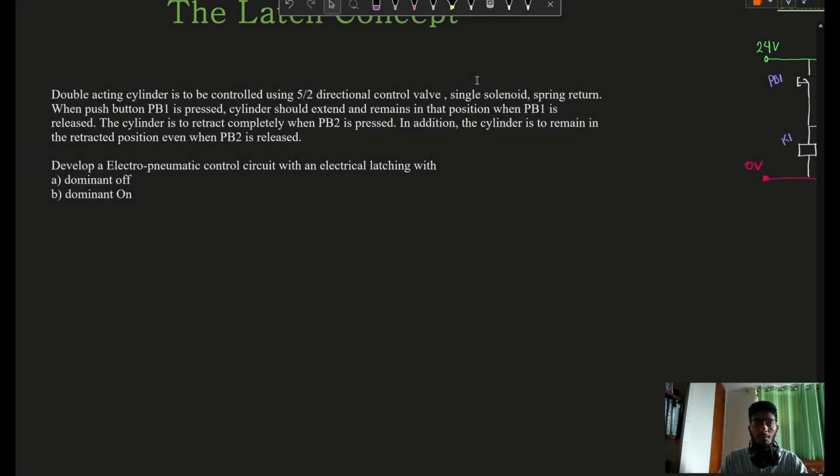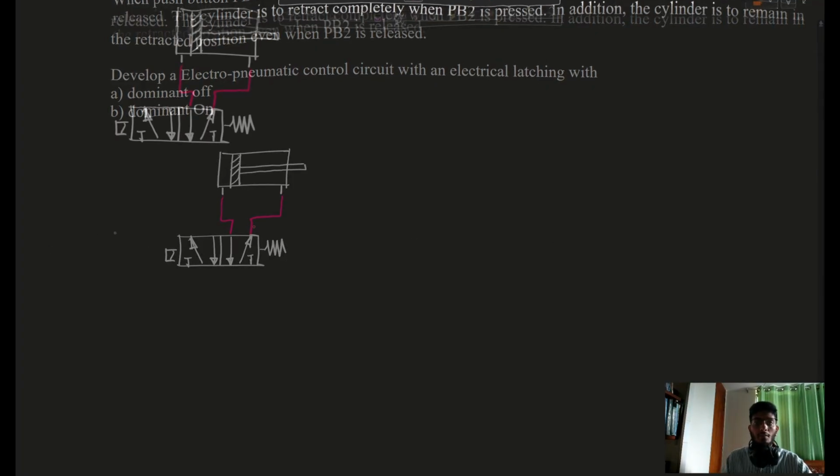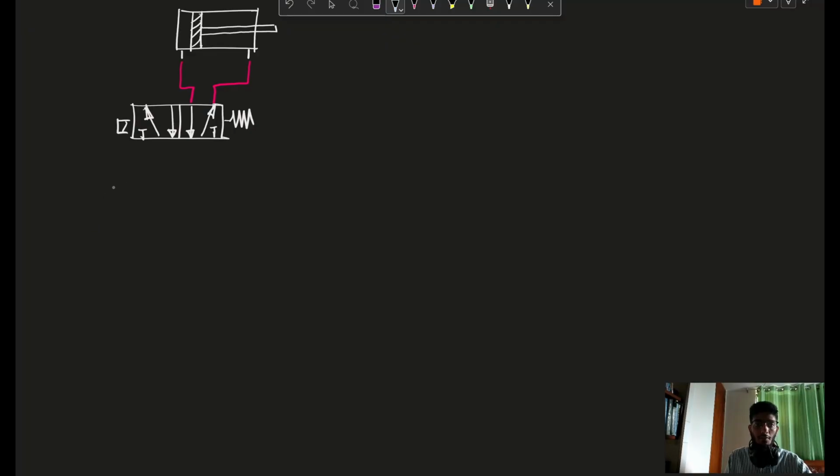So now let's solve this problem based on the dominant off and dominant on concept. First, I need a double acting cylinder. I need a 5x2 DCV. The right side is spring returned and the left side is solenoid operated. Okay, now let's start with the dominant off.